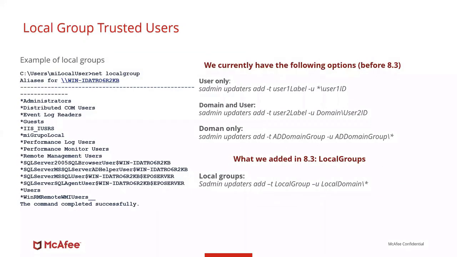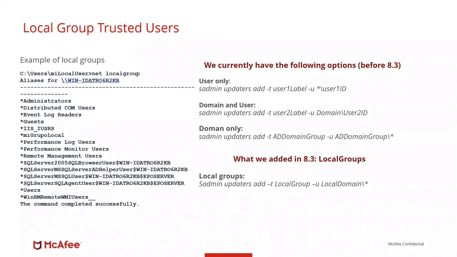Another feature we're adding in 8.3 will be the addition of local groups for trusted users. So currently we can only use like domain users and things like that, or you have to specify like your computer name.